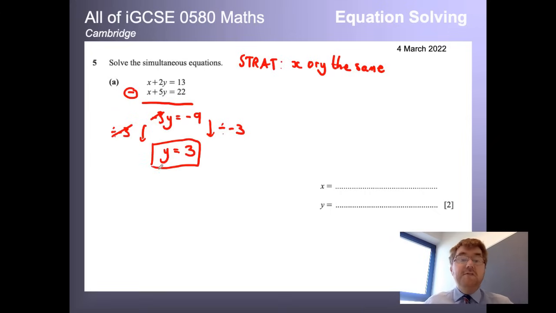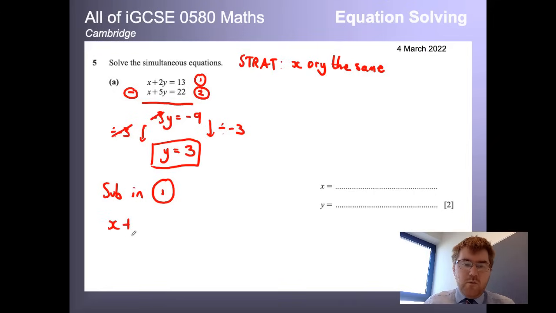However, we are not finished with this question. One of the worst things you can do here is start celebrating and go, yeah, I'm done. We have to work out x as well. So we need to substitute, so replace the y into either of these equations. Doesn't matter which one we choose. I'm going to sub in 1, so I'm very clear to the examiner I'm putting it into equation 1. So I'm going to copy out equation 1. Wherever I see a y, I'm going to put a 3. So 2 bracket 3 equals 13. And now we just got the simple calculation here.